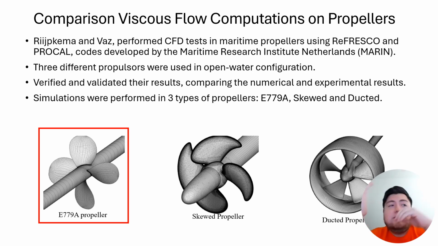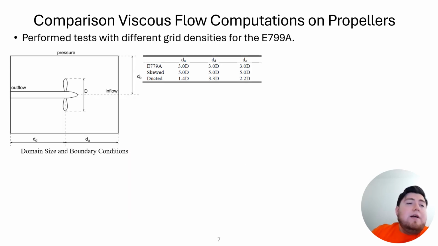So the new technologies with the basics. They performed three simulations, and I'm just going to talk about the first one because we don't have a lot of time. The E779A. This is the domain size that they used and the boundary conditions. The table indicates the different boundary conditions that they used for the different propellers, but today we're just going to focus on the first one.